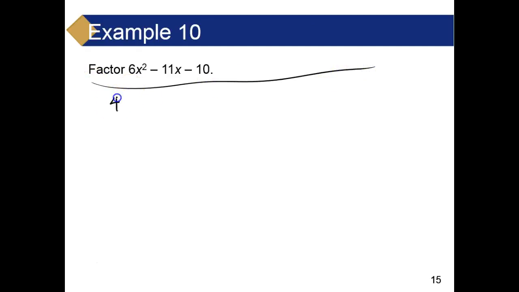4x squared minus 29x plus 30. Okay, can we factor that? What method might you want to try? Say again? The one we just did, the AC method?